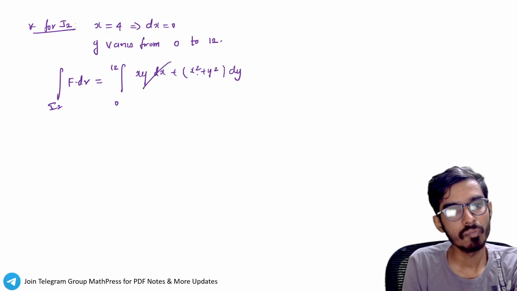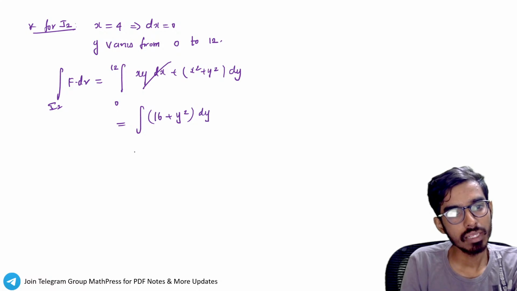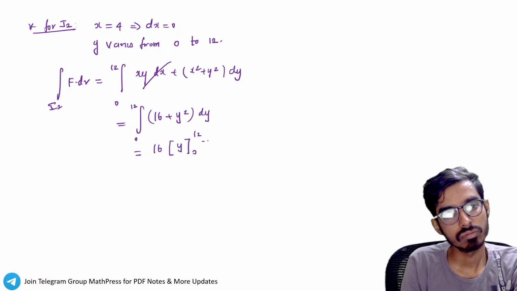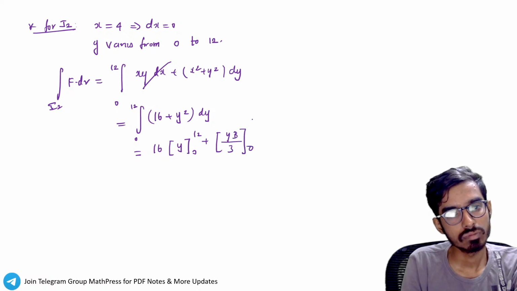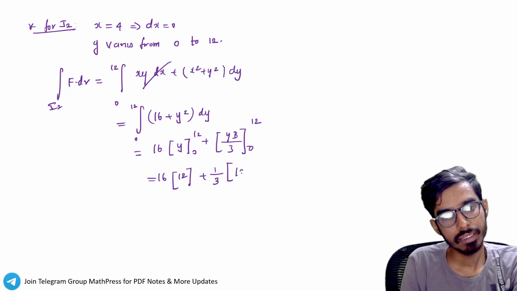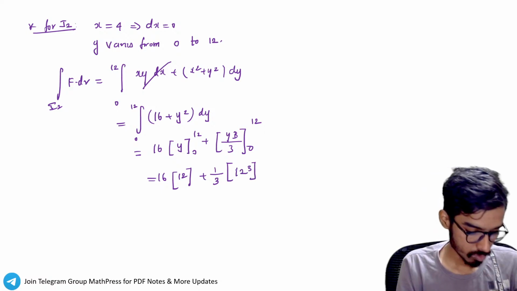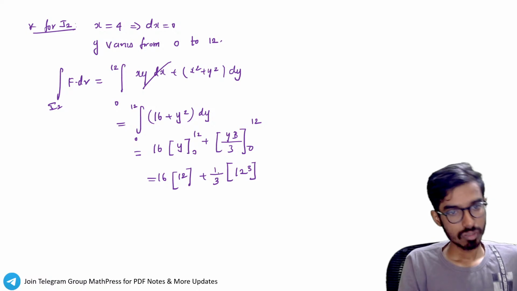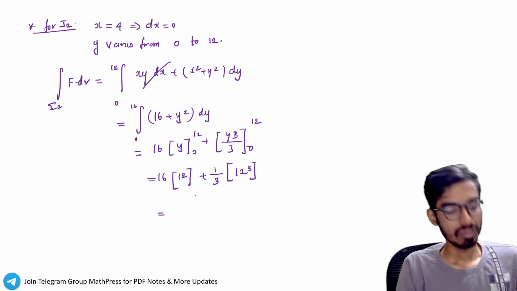So dx is 0 and we know x is 4. So this will be the integration of 16 plus y square dy, right? 16 plus y square dy, from 0 to 12. So now we integrate this. Right, so 16 into the upper limit minus the lower limit, plus 1 by 3 12 cube. So you just evaluate this.